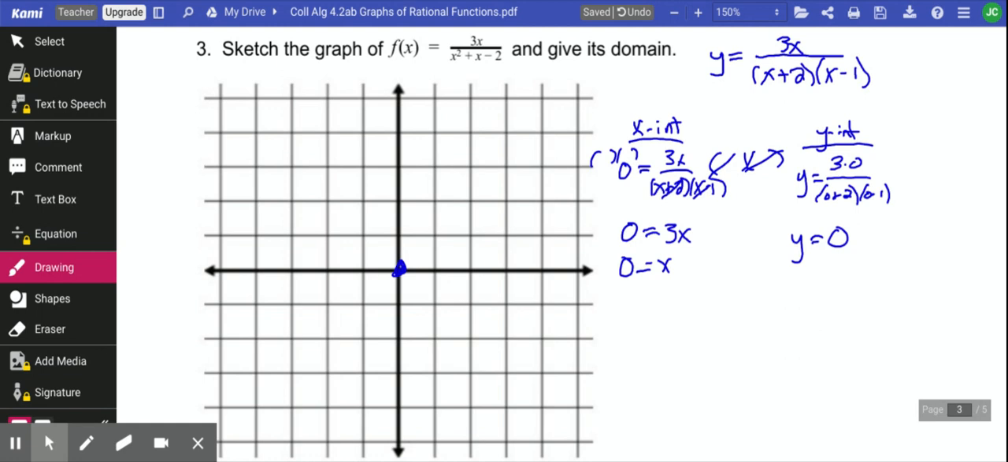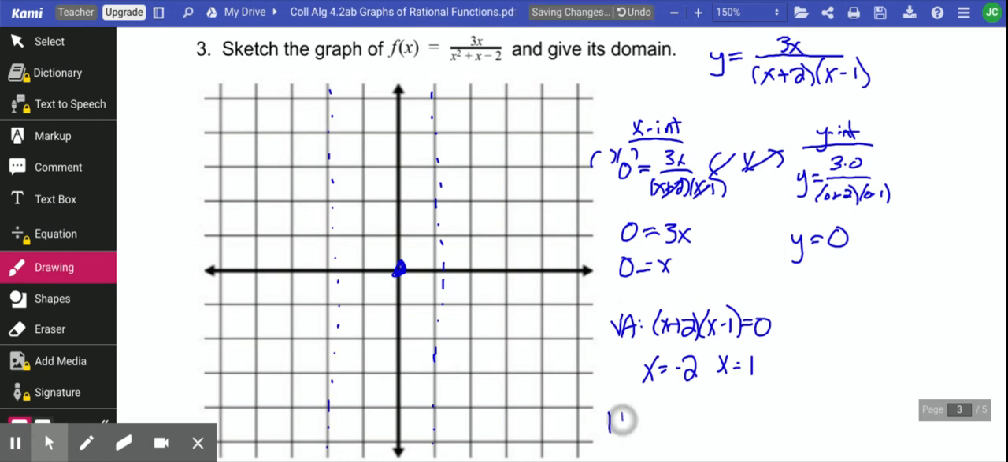So now we're going to look at vertical asymptotes. I guess we'll put those right here. So to find the vertical asymptotes, we set our denominator equal to 0. And this time we have two: x equals negative 2 and x equals 1. So that's what these look like.